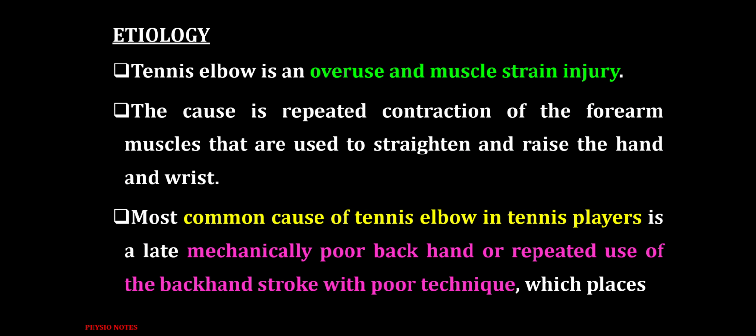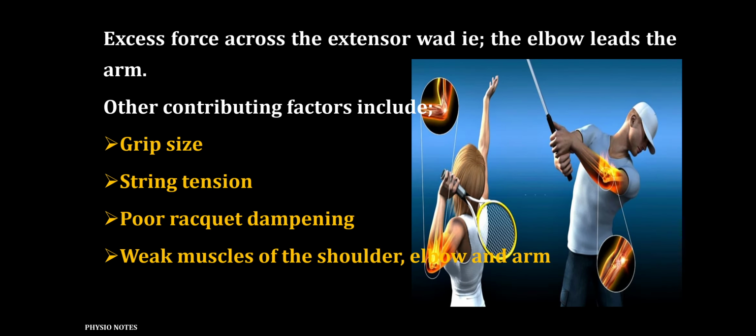So etiology: I already told that it is due to an overuse and muscle strain injury, and the cause is repeated contraction of the forearm musculature. The most common cause of tennis elbow in tennis players is repeated use of the backhand stroke with poor technique. That will cause some excessive force on the extensor origin and that will result in this condition. There are other contributing factors which include grip size, string tension, poor racket dampening, and weak musculature of the shoulder, elbow and arm. These factors also contribute to this condition.